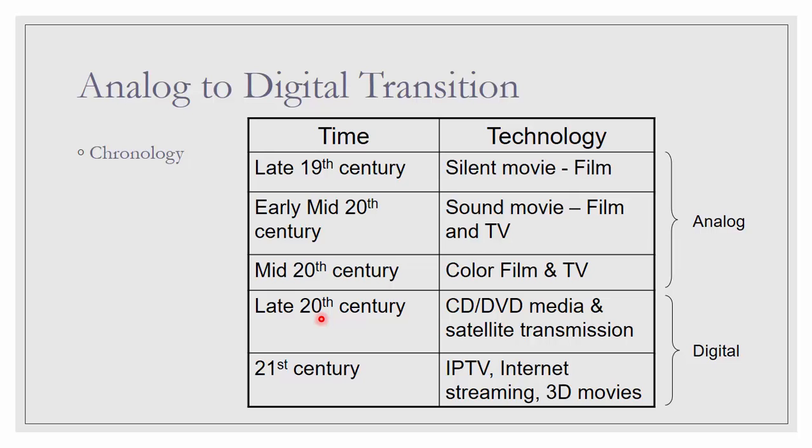And sometime in the late 20th century and until now, we started to see digital video, starting with CD and DVD as the media, and also satellite transmission. And then at the beginning of this century, we started to see IPTV, internet streaming, and 3D movies, thanks to the digital format that started to appear in the late 20th century.